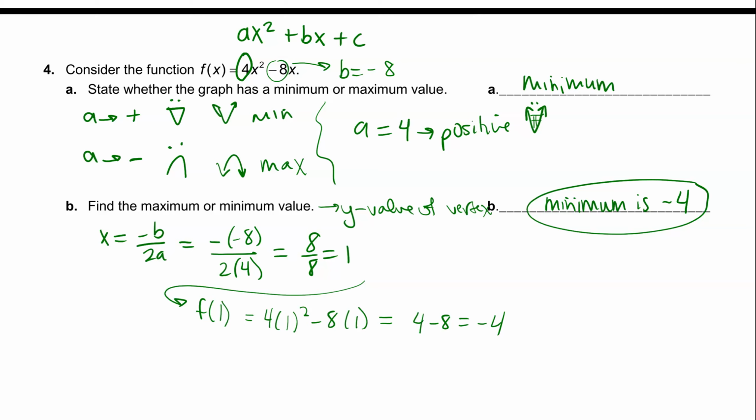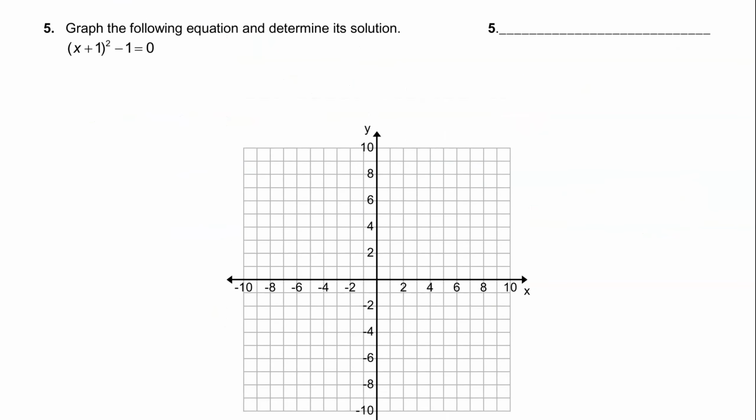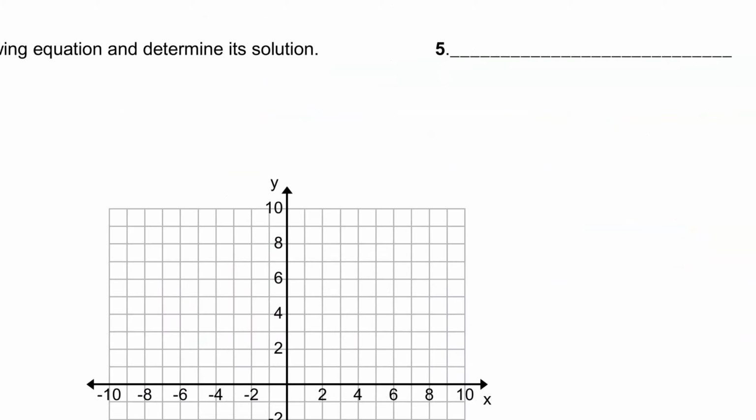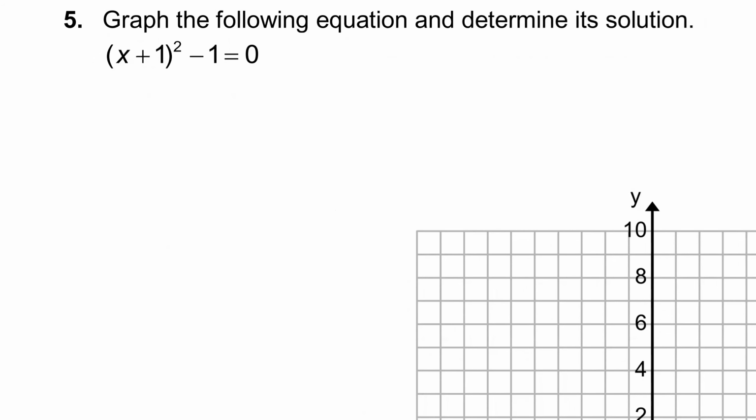Okay, we ready for the next one? Okay, so number 5, graph the following equation, determine its solution. Whoa, so much to do. So first, we have to graph this equation. But this is weird. It's not in standard form. Remember, standard form is ax squared plus bx plus c. That is standard form for a quadratic. So this is non-standard form. What form is this in?